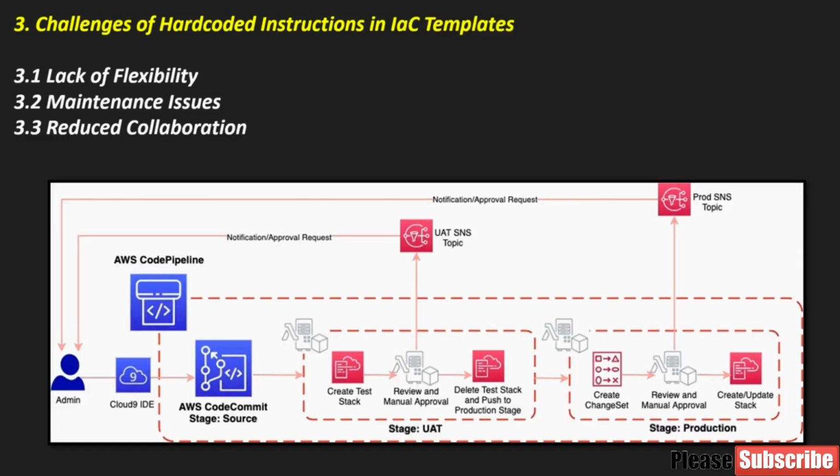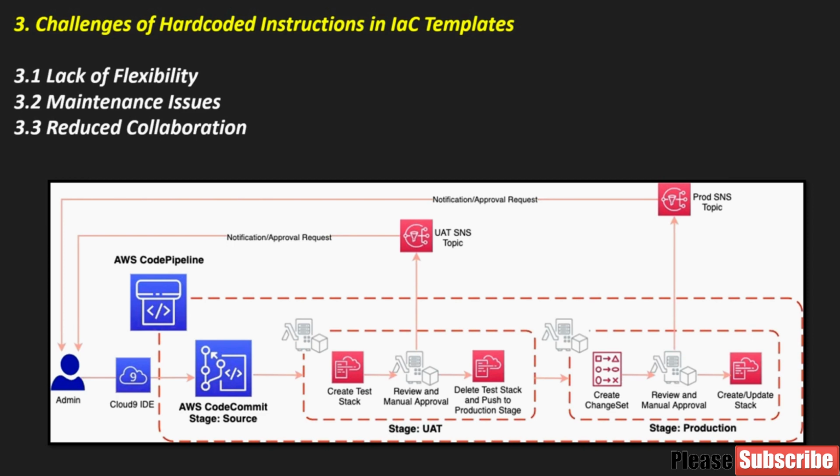The third will be the challenges of hard-coded instructions in IaC templates. While IaC brings numerous benefits, relying on hard-coded instructions in templates can introduce challenges and hinder the full potential of automation. So what are the points we need to discuss? Starting from the lack of flexibility. Hard-coding specific values may limit the adaptability of infrastructure to changes, making it challenging to scale or modify configurations without manual intervention.